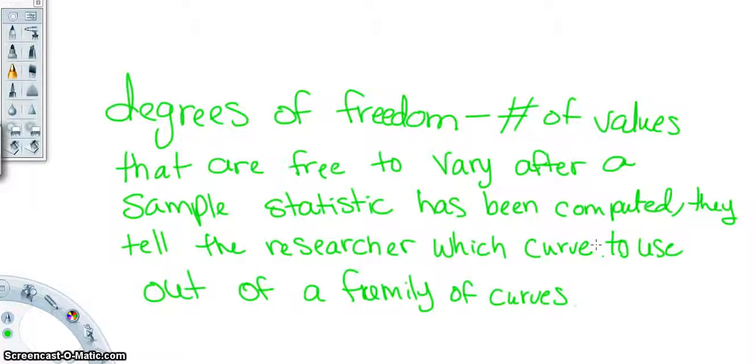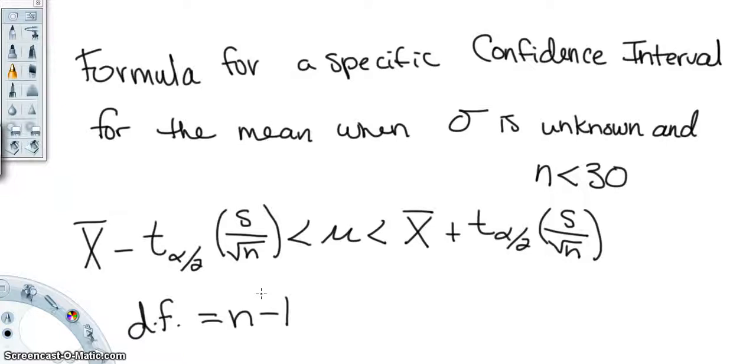So the degrees of freedom that we talked about is the number of values that are free to vary after a sample statistic has been computed. They tell you, the researcher, which curve to use out of a family of curves. So the formula for the confidence interval is quite similar to the confidence intervals we've been calculating yesterday and the day before.